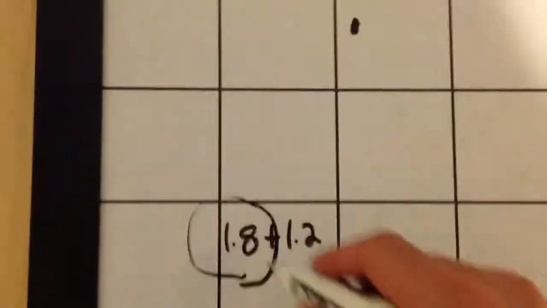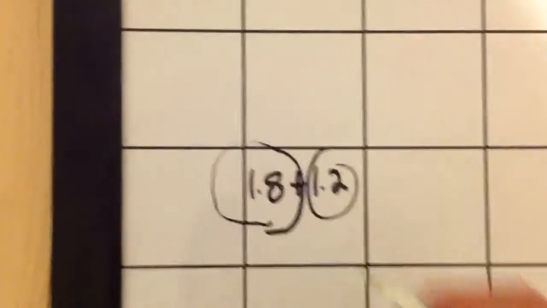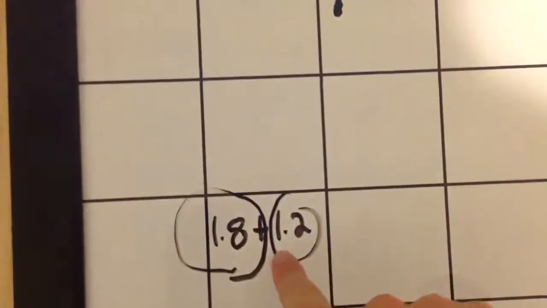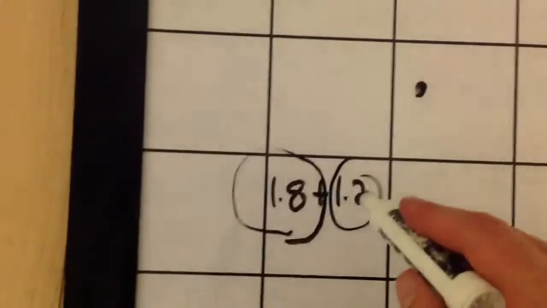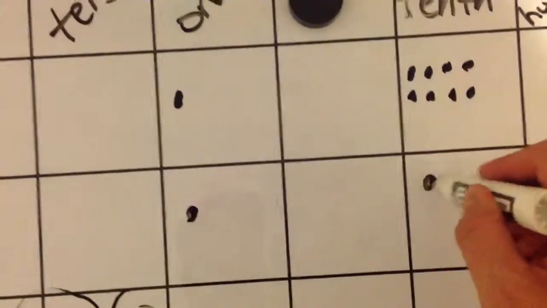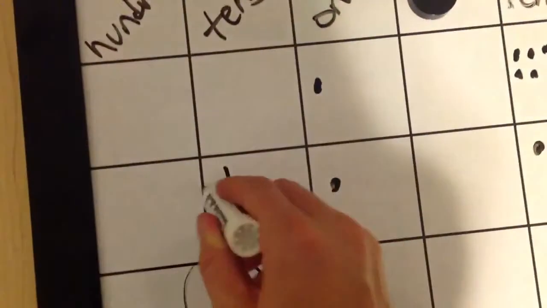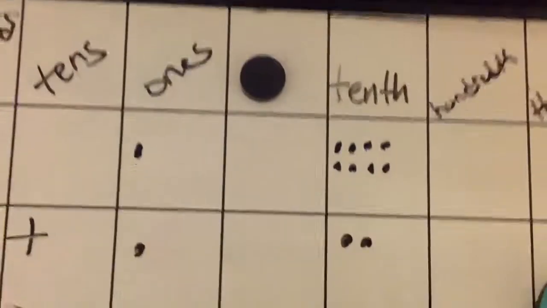Now let's look at the other number. 1 and 2 tenths. I have what in the ones place? I have a 1 in the ones place, so I'm going to make that as well. And I have what in the tenths place? A 2. Yes, so I'm going to make 2. There we go, and we are adding these. So let's add these. We're just going to add these little dots together.